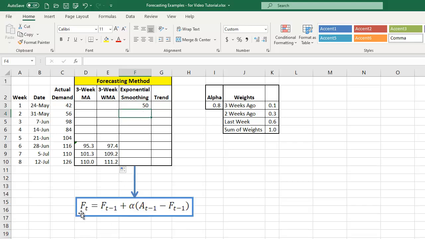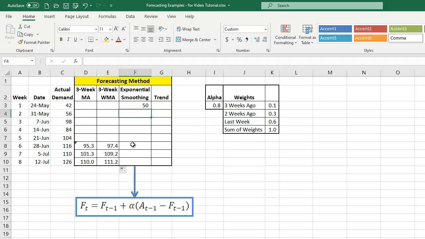The formula reads as this: F sub t, the forecast for period t, in this case period t is week 2. So the forecast for week 2 is equal to the forecast from period 1. F sub t minus 1, 2 minus 1, means the forecast from week 1, or the previous week. So the forecast for week 2 is equal to the forecast from week 1 plus alpha, which is our smoothing constant, times the actual demand from the previous week, week 1, minus the forecast for week 1.